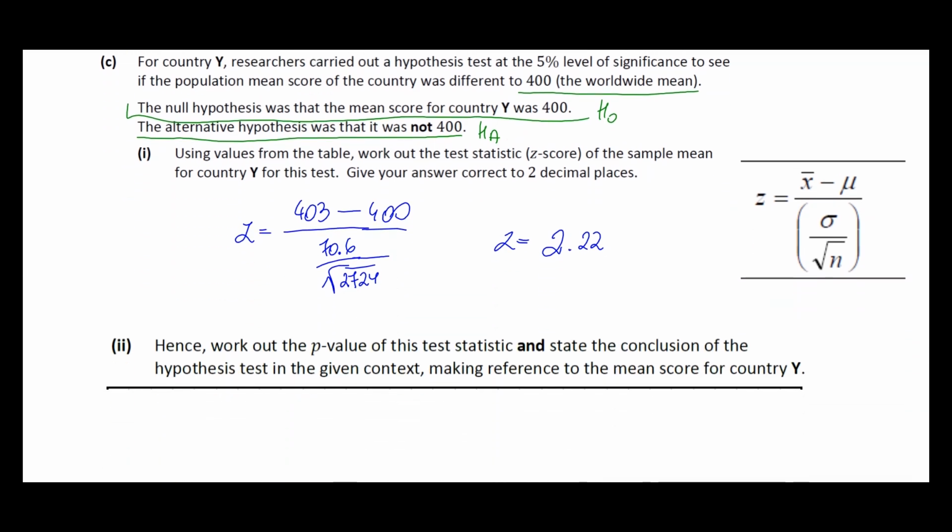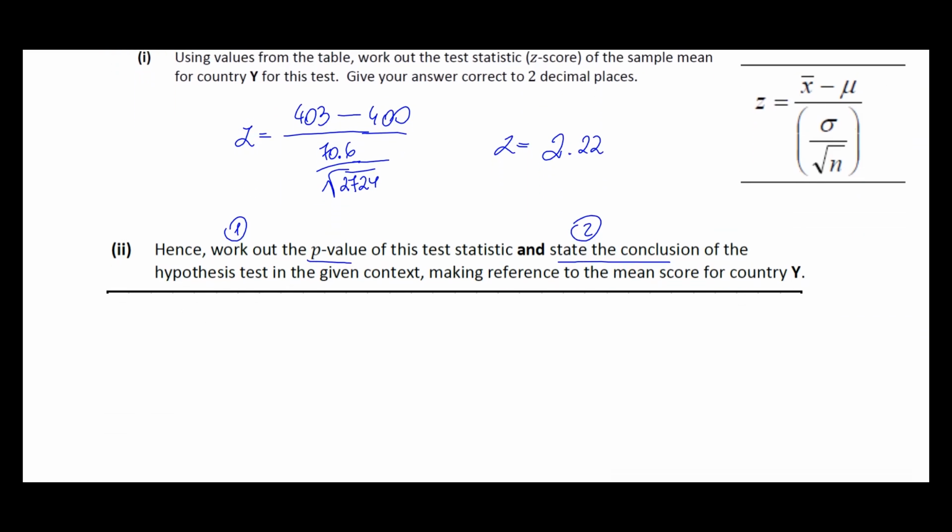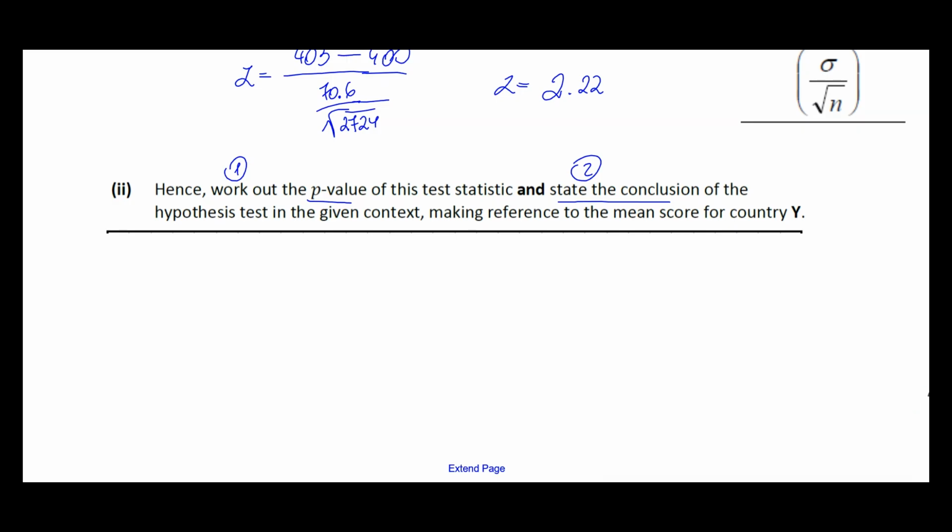Now, the second part. Hence, work out the p-value of this test and state the conclusion. So work out the p-value and conclusion of the hypothesis test in the given context, making reference to the mean score for country Y. So, okay, what is the p-value? What does that mean? So the p-value is about the fact that I am looking at the result of the sample and I'm saying, well, should I get the result of the sample?